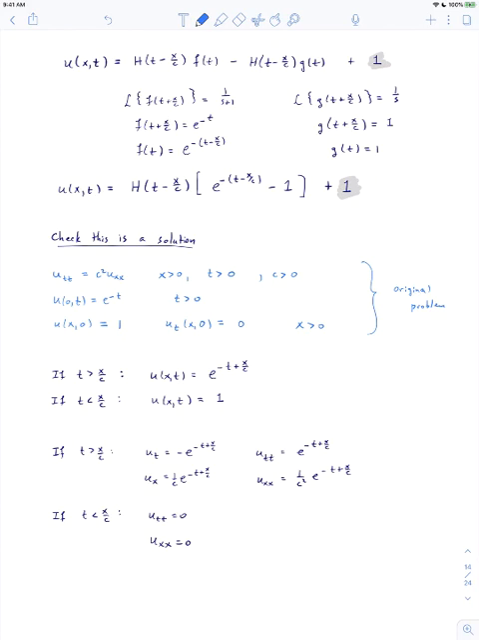If t is less than x over c, then this term cancels, that's 0. So this whole thing goes away, and you're just left with 1. So it starts off as 1 for a while, and then as soon as t gets to x over c, it changes to e to the minus t plus x over c. So you can check for each one of these that it satisfies the differential equation, and you also need to check that they satisfy the boundary conditions and the initial conditions, which you can easily do.